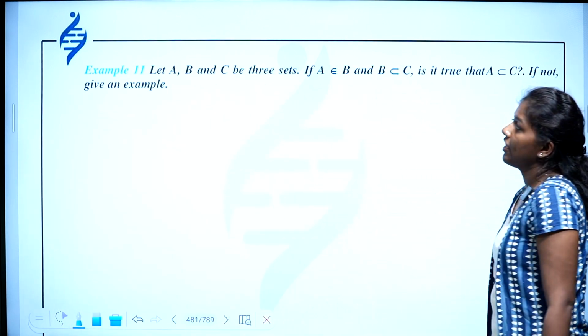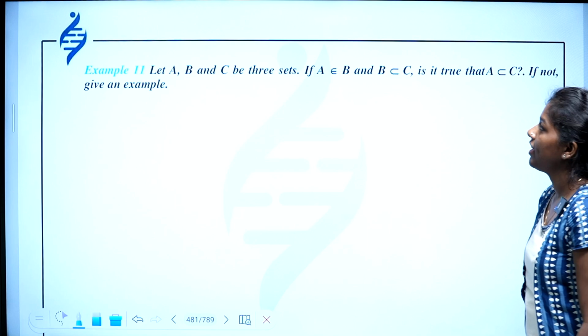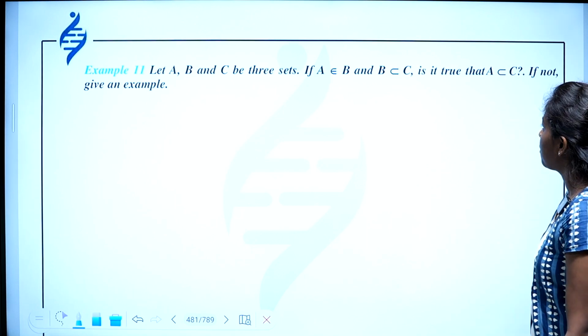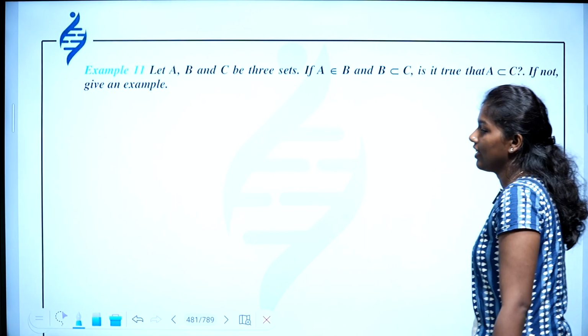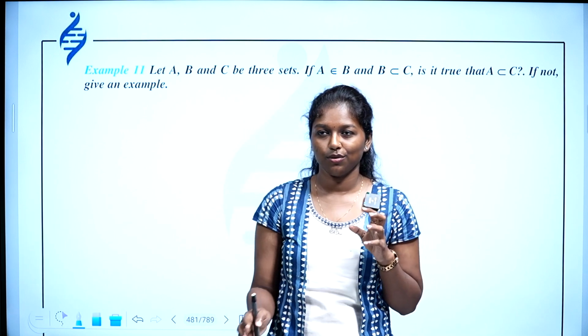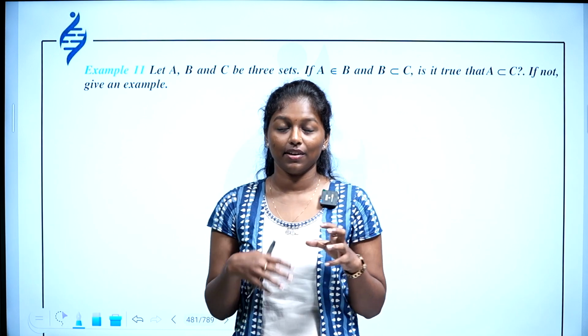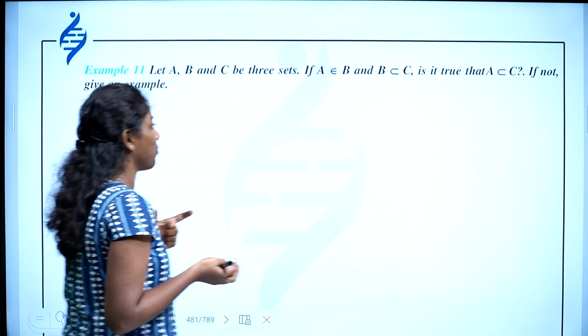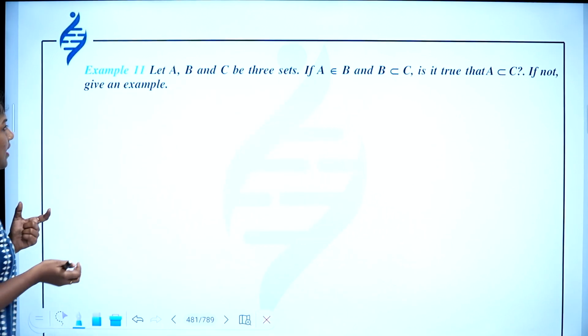Then let A, B and C be three sets. A belongs to B and B is a subset of C. Is it true that A is a subset of C? If not, give an example. Okay, it's a bit confusing, right? While seeing this question, we may think this is true, but this is not the case.